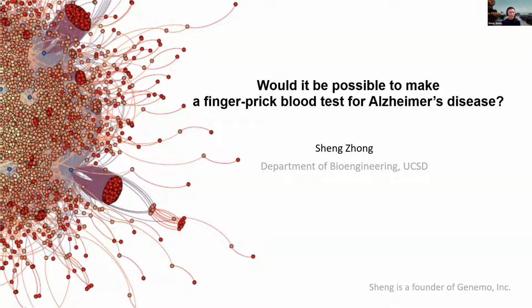I hope to speak with you regarding whether it's possible to make a finger prick blood test for Alzheimer's disease. My affiliation is with the bioengineering department at UC San Diego. I also would like to disclose that part of this work is done from a startup company that I'm involved in called Genemo Inc.